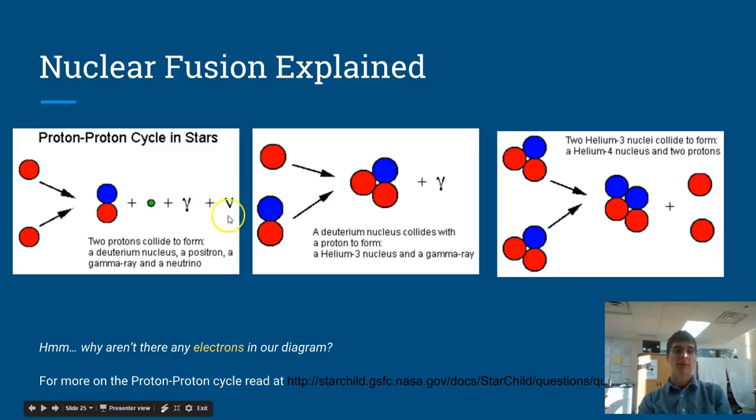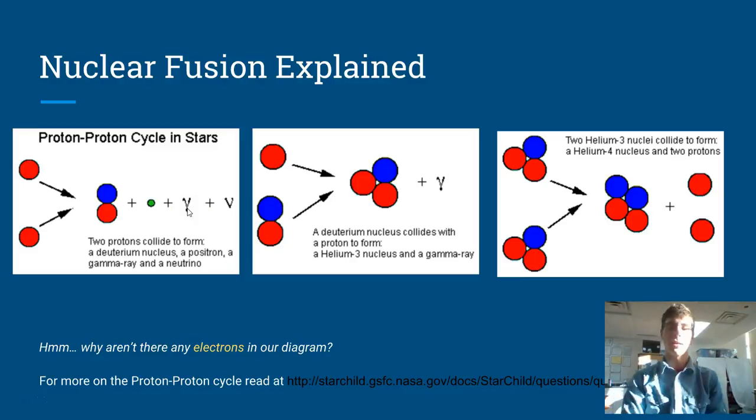But the other thing that comes out of these 2 protons ramming into each other is a gamma ray, and a gamma ray is a super high energy ray of electromagnetic radiation, which ultimately is what is giving us light and heat here on Earth.